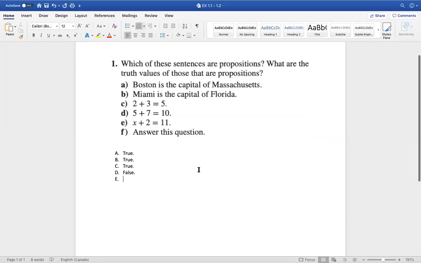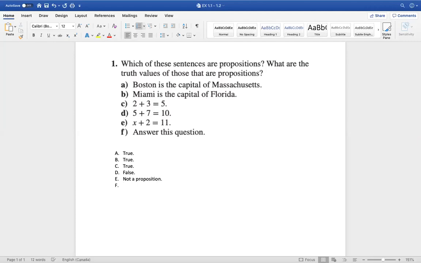Now, coming to part E, here we have a variable called x. x plus 2 equals 11. This statement can be either true or false depending on the value of x. Such a statement, in which there is no certainty, we call a non-propositional statement. Therefore, this is not a proposition.